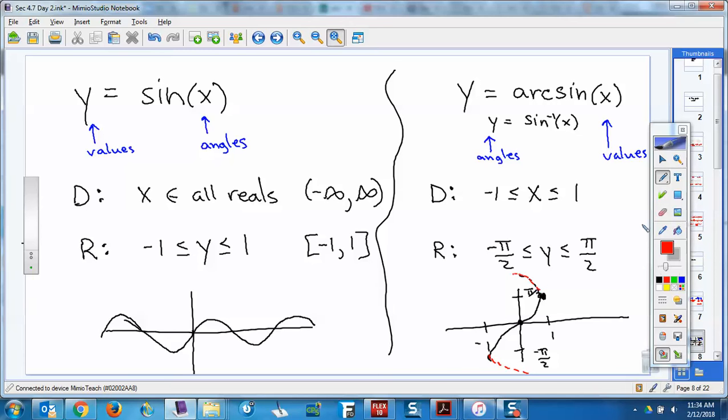Here's what the graph of it looks like. Now, if we continued the red, it would just continue going up and down, but we just have this part of it. Domain -1 to 1, range -pi/2 to pi/2.